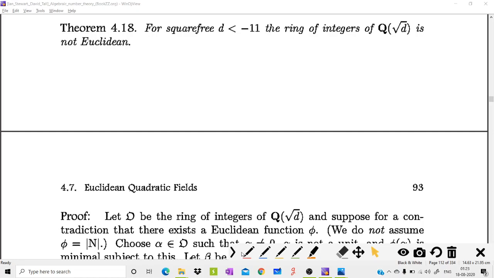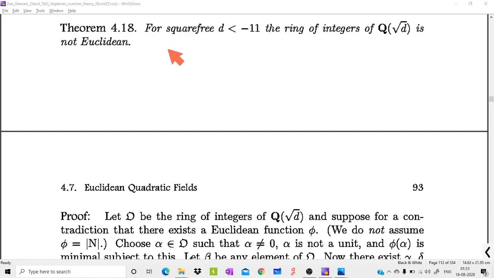In the last class we have already discussed that for the values of d equal to minus 1, minus 2, minus 3, minus 7, minus 11, the rings of integers O contained in Q of root d are Euclidean.